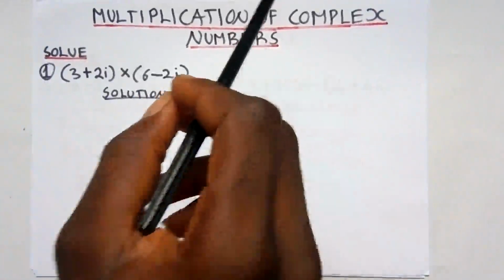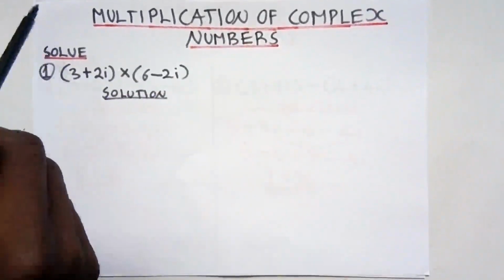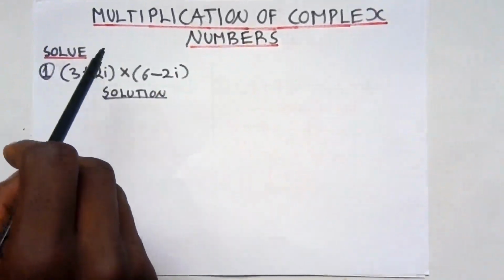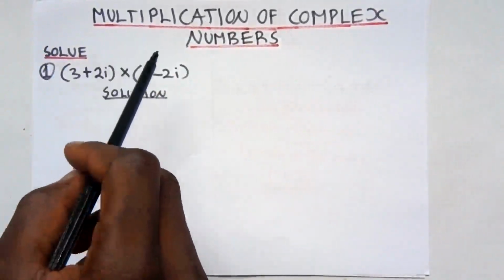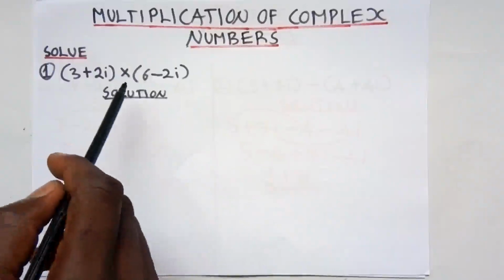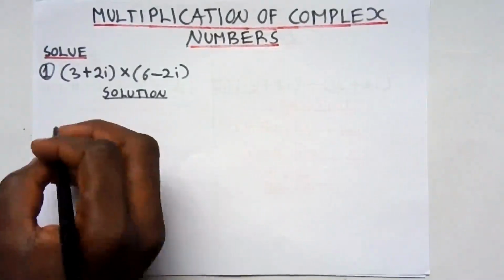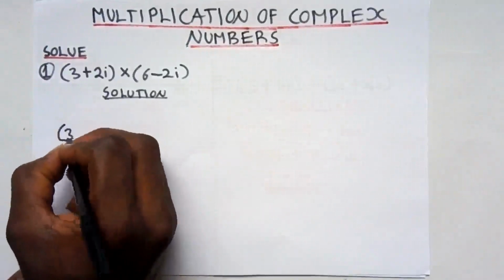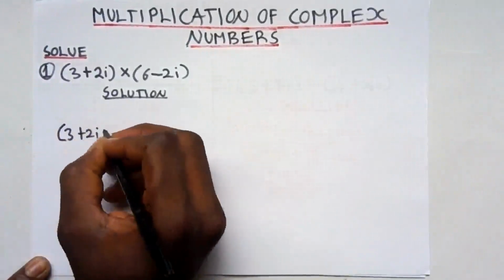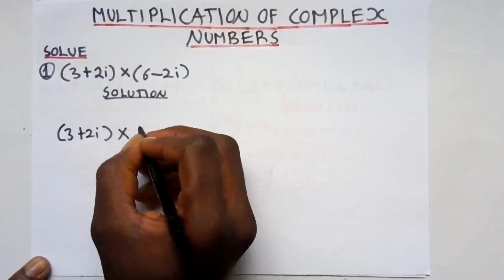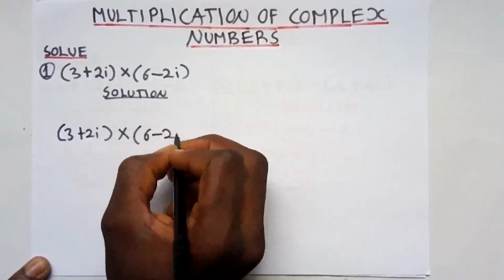Multiplication of complex numbers. Solve (3 plus 2i) multiplied by (6 minus 2i). Solution. This is how we do multiplication in complex numbers. 3 plus 2i multiplied by 6 minus 2i.